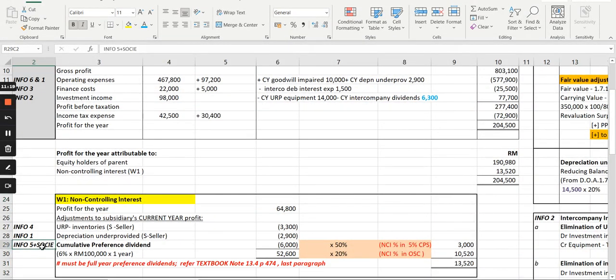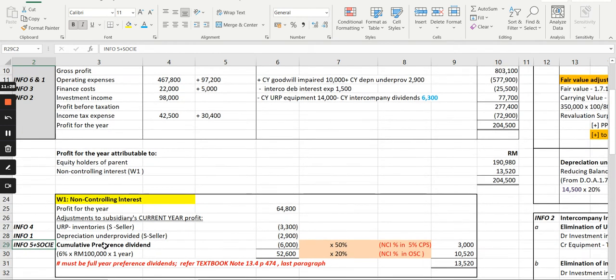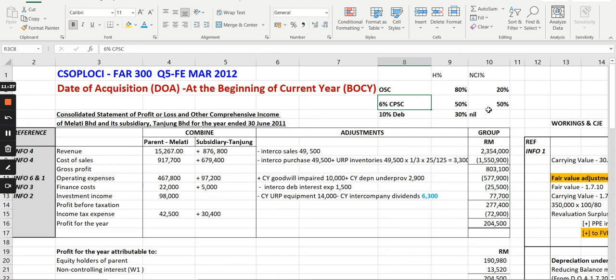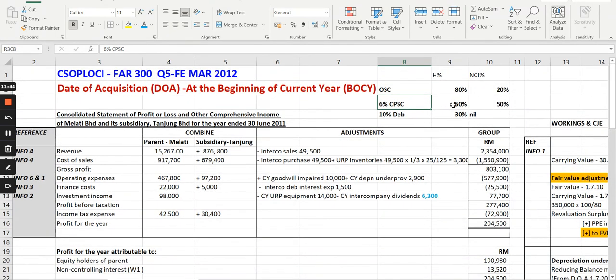Now, this is one important thing that I would like to highlight in this video, which is on preference dividend. In this company, there are preference dividends, because the company has 6% cumulative preference shares, and as the parent we acquire 50% and the non-controlling interest has the remaining 50%. Since you have that percentage being acquired, the profit that is due to the preference shareholder is not the profit for the year or dividends in the form of ordinary shares.